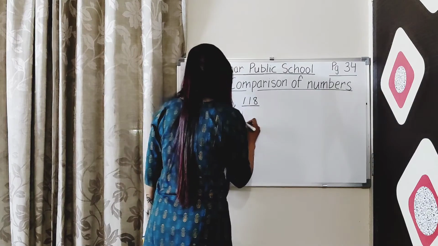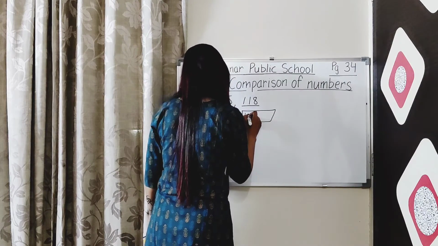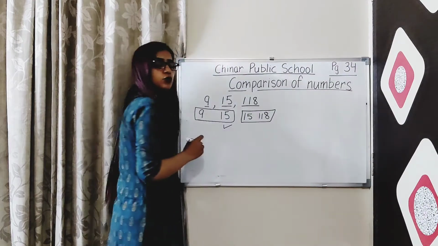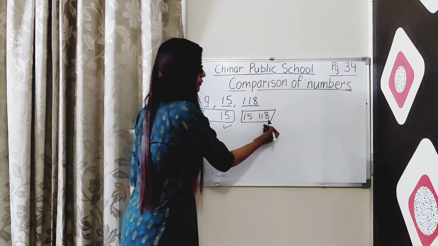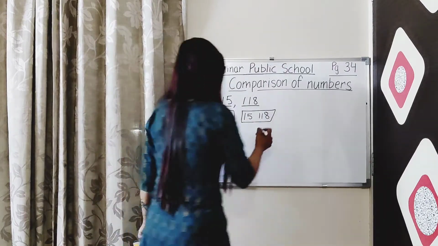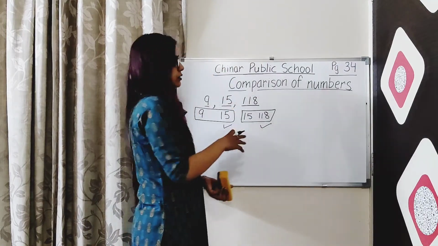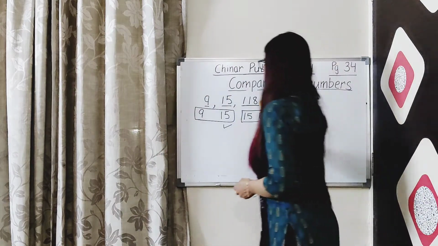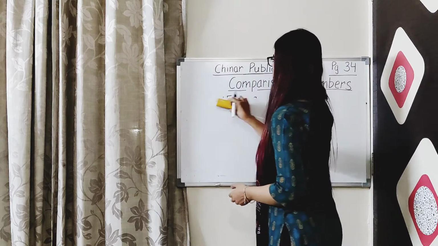And if I have to compare 15 and 118, which number has more digits? 118. So this is the greater number. Greater means the bigger one. Okay children, now you have to keep this in your mind.